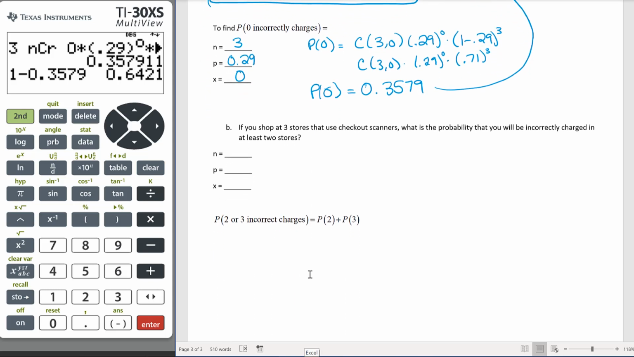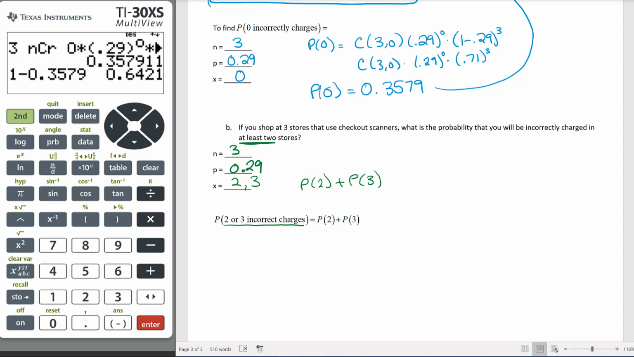Let's do this again. Part B. If you shop at 3 different stores that use checkout scanners, what is the probability that you will be incorrectly charged in at least 2? Okay, so this is not quite the same as at least 1. So we have n is 3 again, my probability is 0.29 from the FTC's information. And then what is at least 2? Well, at least 2 means you can have 2 or you can have 3. So here I'm going to take the probability of exactly 2 plus the probability of exactly 3, and that's going to get me the probability of 2 or 3 charges.